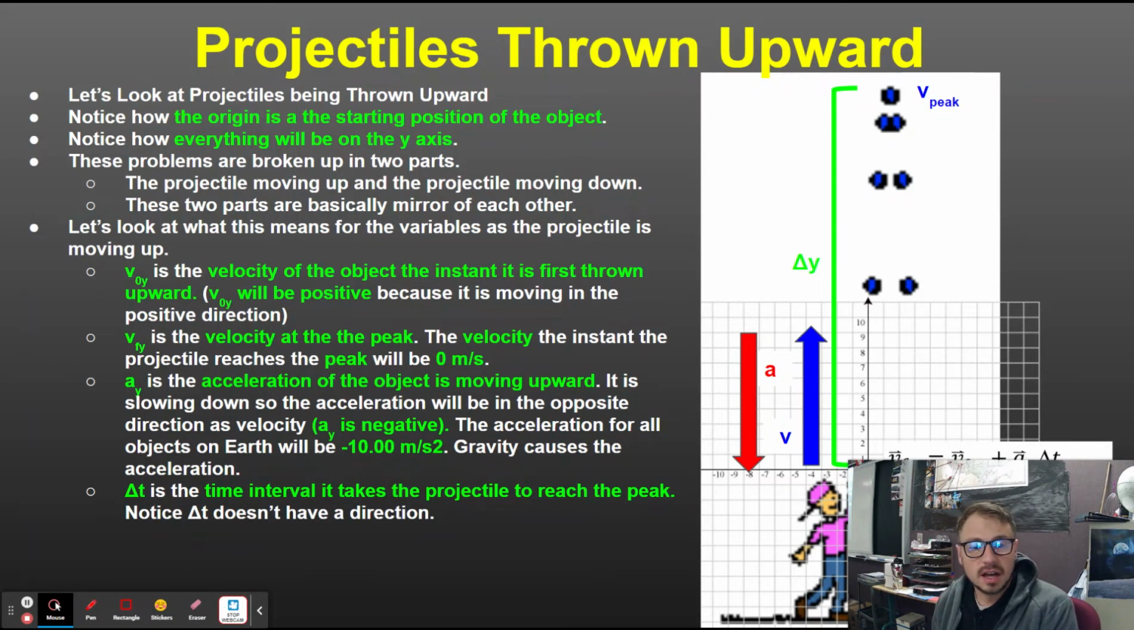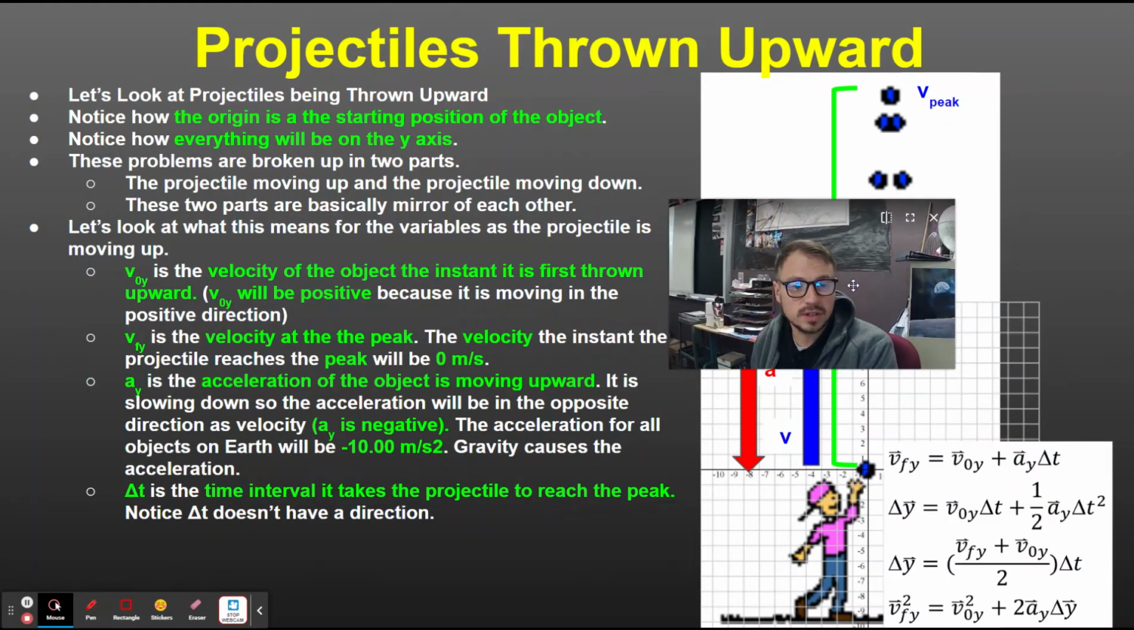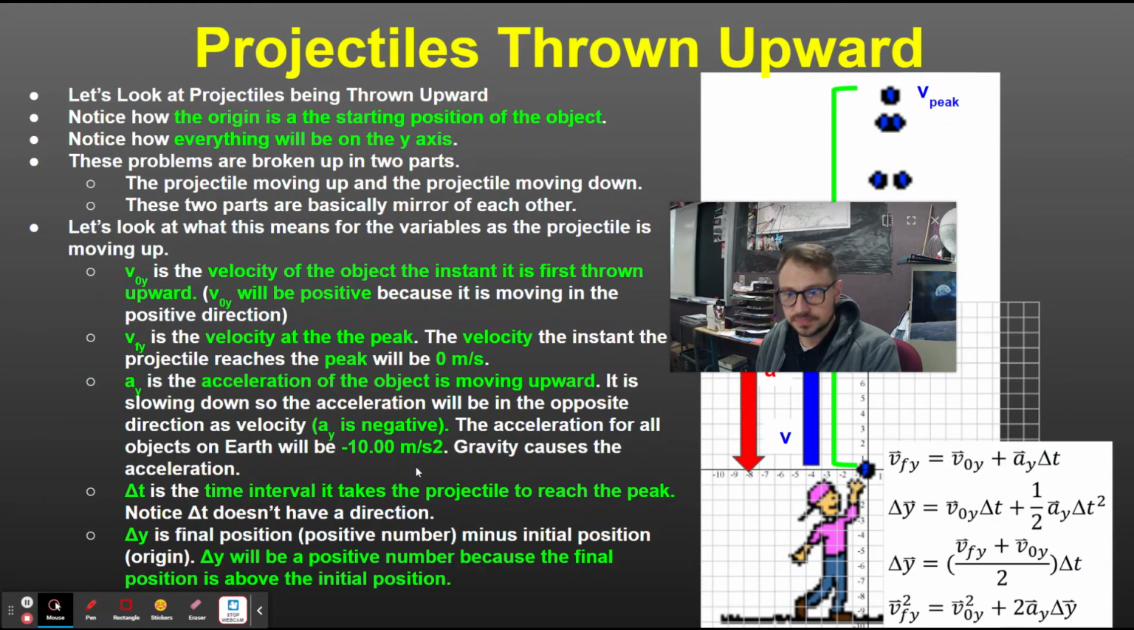Now, delta t, we're just looking at the time interval it takes for the projectile to reach the peak. Notice delta t doesn't have a direction, right? So if you look at the equations over here, it does not have a direction. Delta y is the final position. It's a positive number because it's ending above the origin. So it will be positive because the final position is above the initial position.